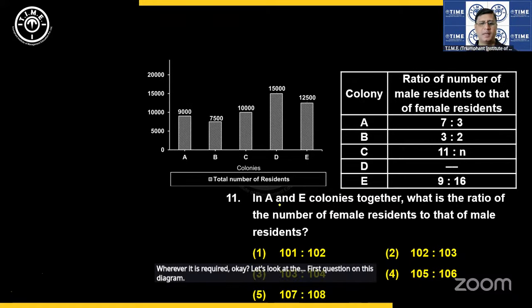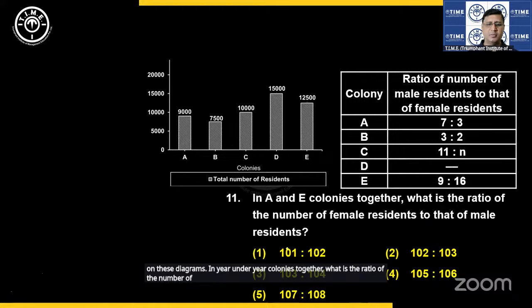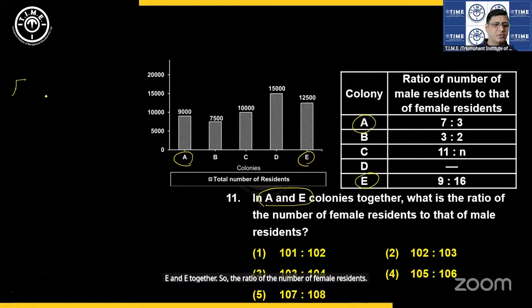On these diagrams, in A and E colonies together, what is the ratio of the number of female residents to that of the male residents? So what is given here? A and E together. So the ratio of the number of female residents to male residents is to be found.